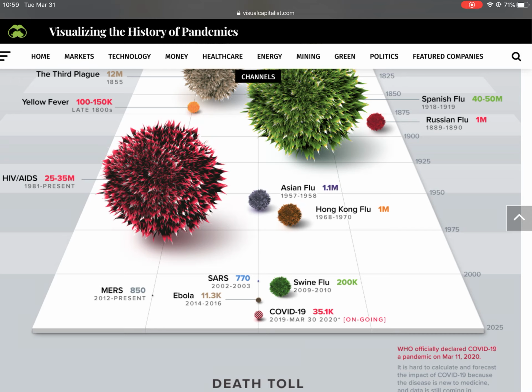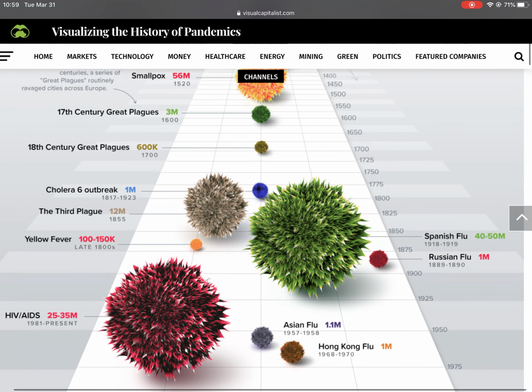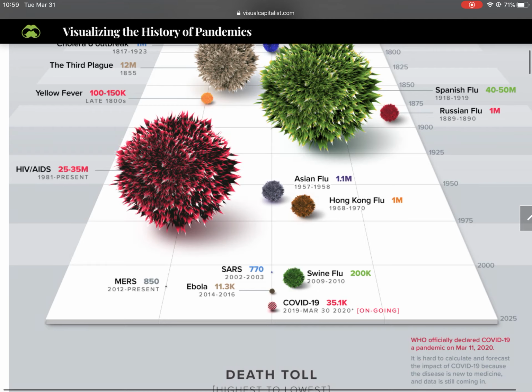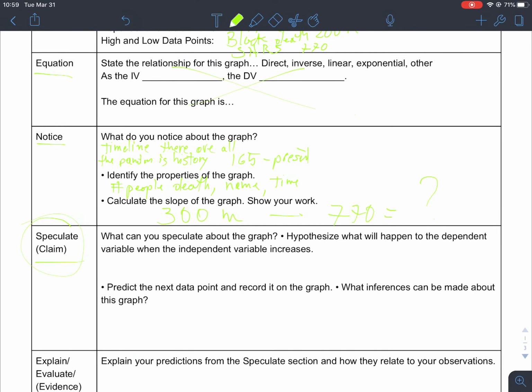I can speculate that maybe in the future there will be another one that could be as catastrophic as the Spanish flu, as the biggest one. So in my form, I can say, hey, there will be another one. There will be another one in the future, of course. And predict the next data recording.